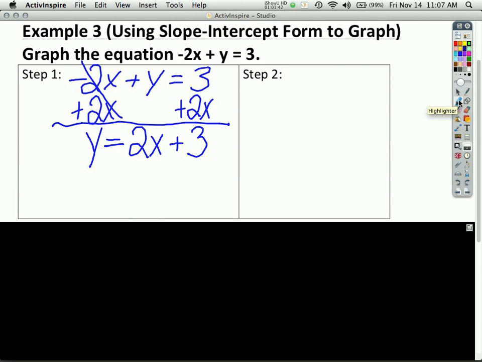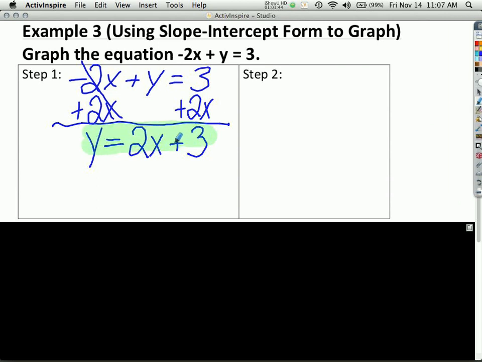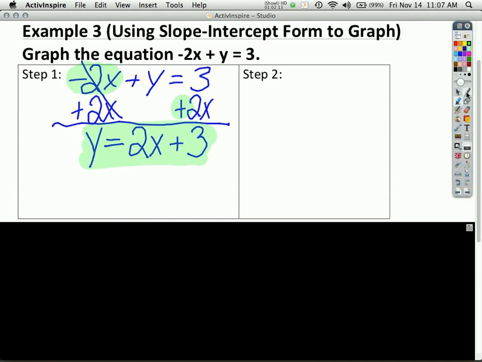So now, with one step, we were able to rewrite this. One step is all it took. Nobody should have an issue with that. Kyle. To get rid of negative 2x, we do the inverse, right? Add 2x to both sides, so now it's positive. Do you see? Very good. So now we have slope-intercept form. Now we need to do step 2. Step 2 says to do what? Danielle?